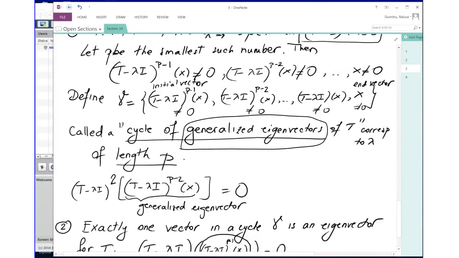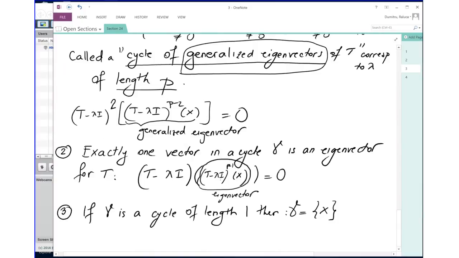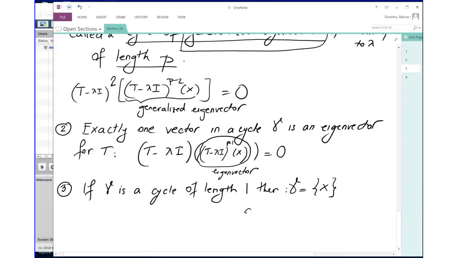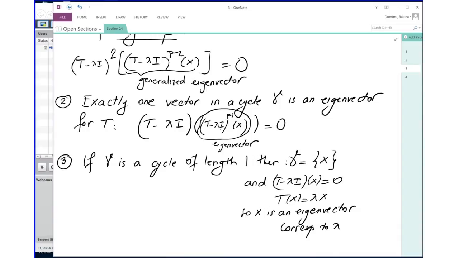But that also means that the p power, when applied to x, gives you 0, and p is 1. So (T minus lambda identity)(x) is 0. But that again means exactly that x is an eigenvector corresponding to the eigenvalue lambda. So a cycle of length 1 is the nicest thing that can happen. One eigenvector in there.